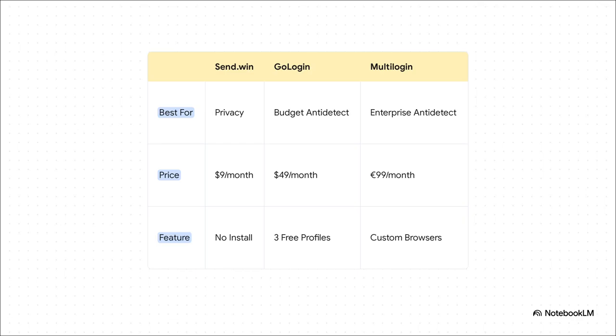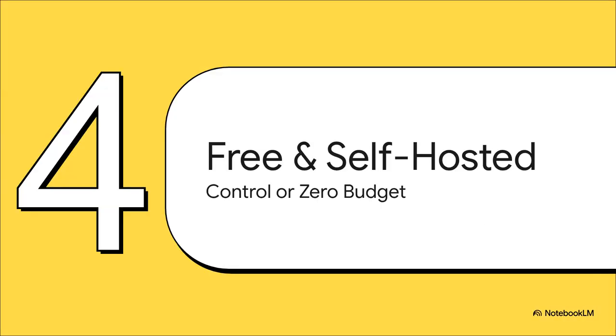Then you've got Multilogin. This is the enterprise-grade heavy hitter. It uses its own custom-built browsers to defeat even the most advanced tracking, but yeah, it's got a price tag to match. But hey, what if you're on a tight budget? Or maybe you're a do-it-yourself kind of person who wants total control. Don't worry, we've got you covered. Let's look at the options that cost little to nothing.